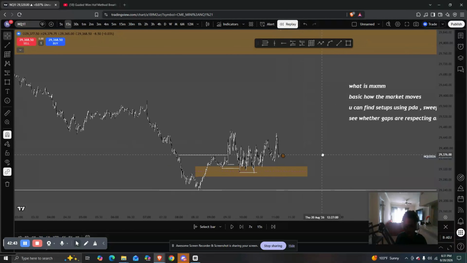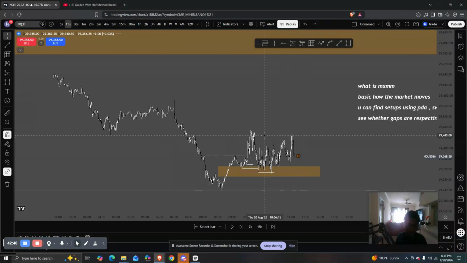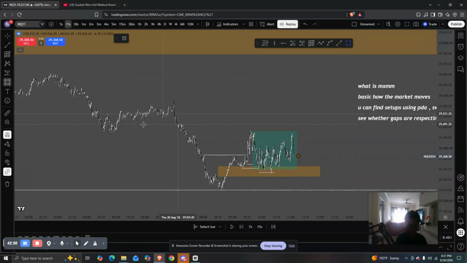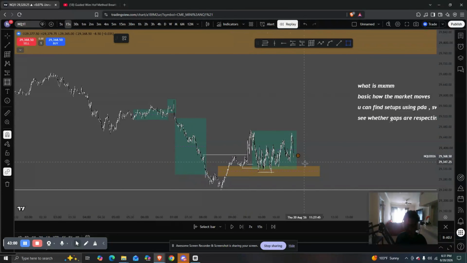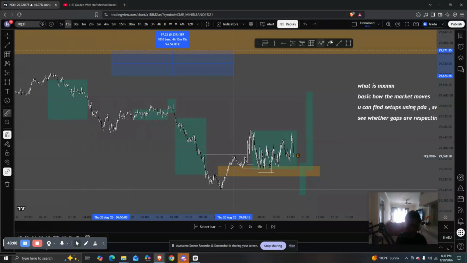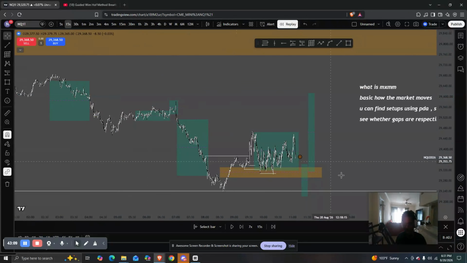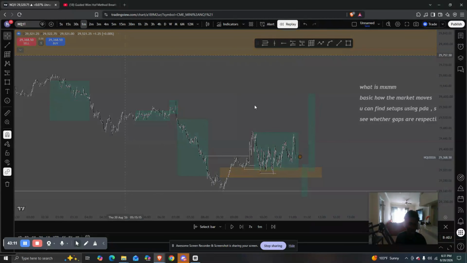Homework for you, if you're a new trader, would be to find AMD setups like this. You just find accumulation here. All right, we have some accumulation here, and then what do we have? Manipulation. This is accumulation, so we'd want to manipulate lower and distribute higher. You just basically find these on the charts.